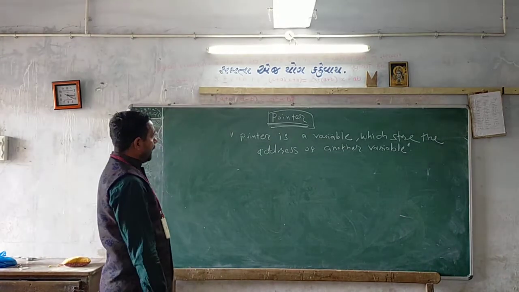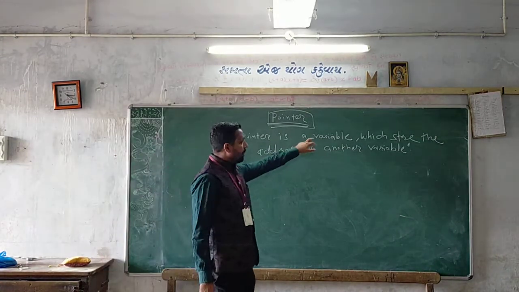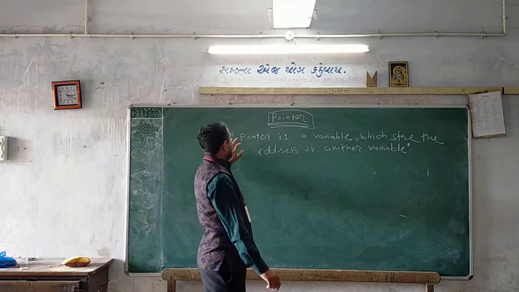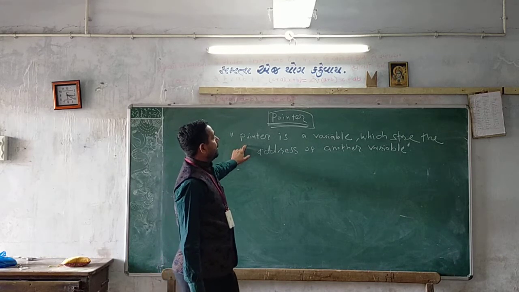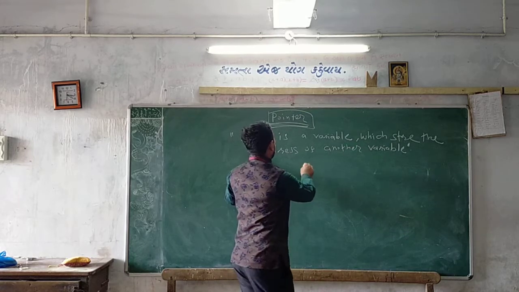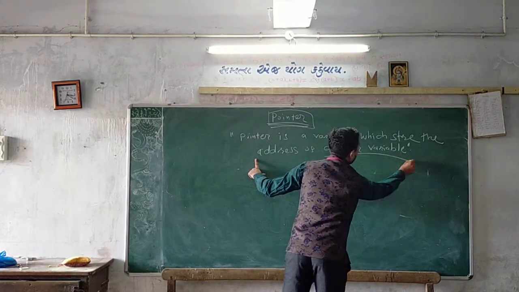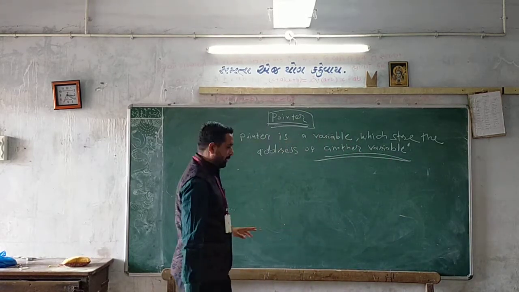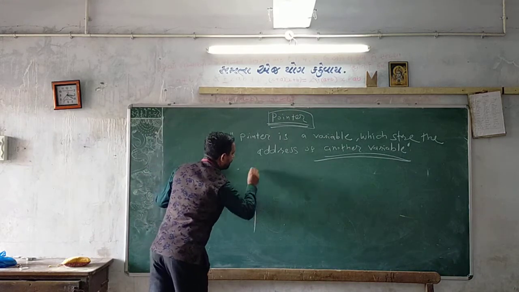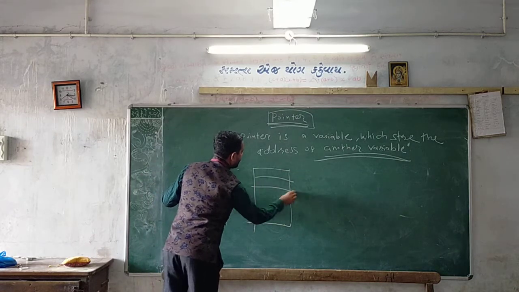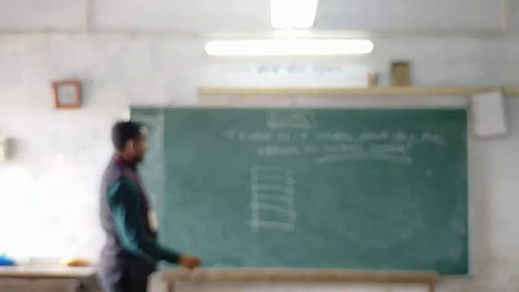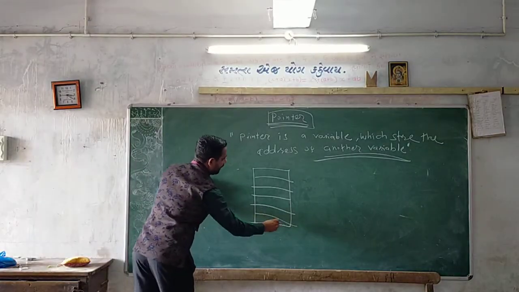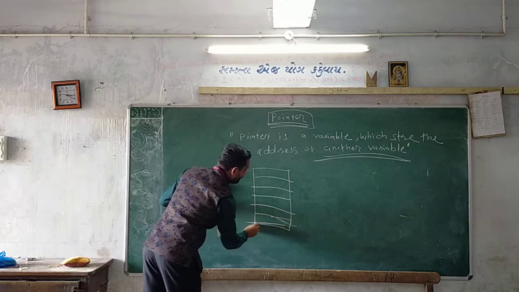Generally, every variable has its own address, but a pointer also has the facility to store the address of another variable. Suppose we see in the figure. Address means the location of data. In our memory system, there is a block system.